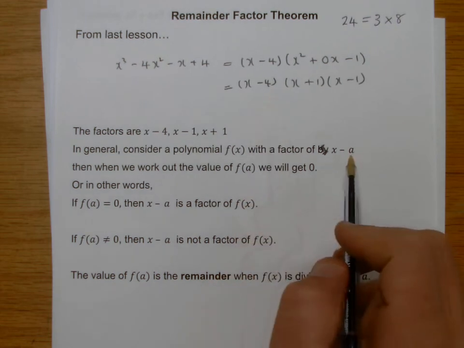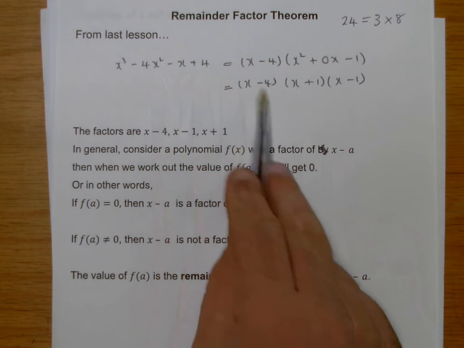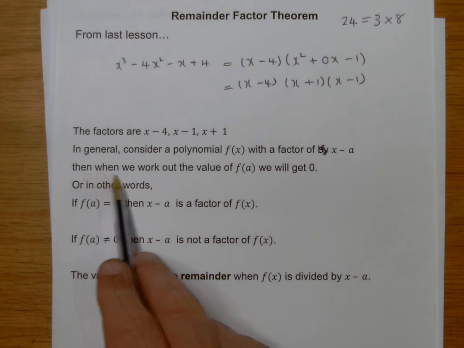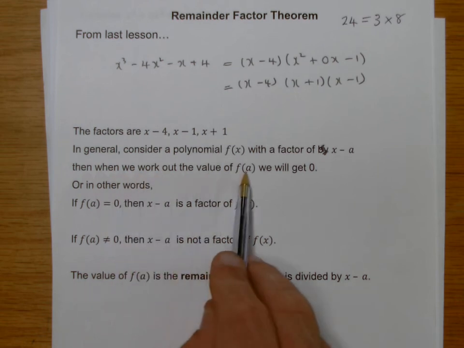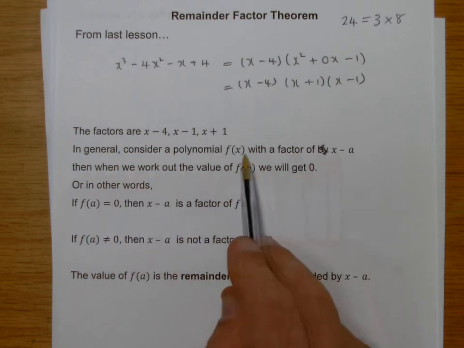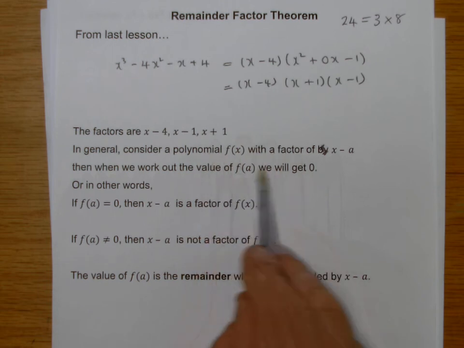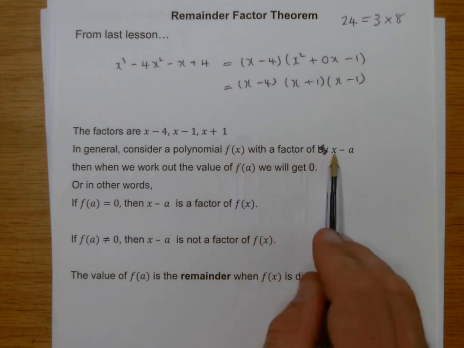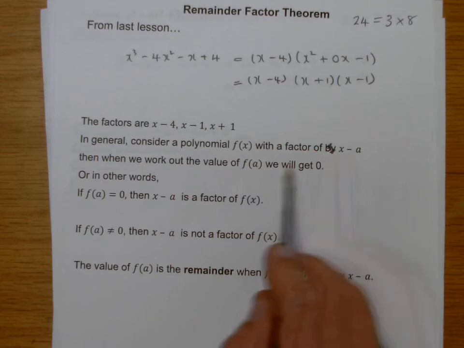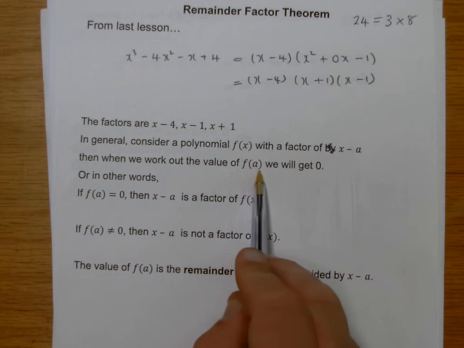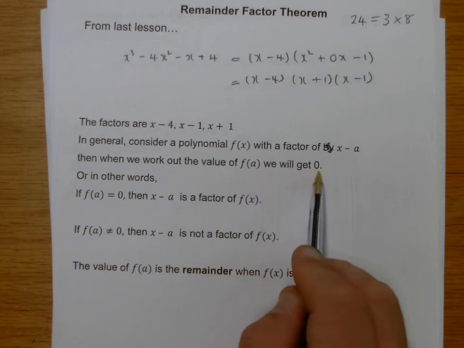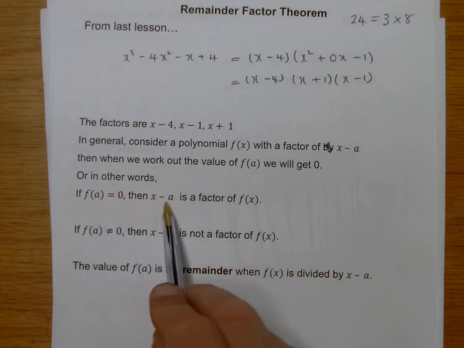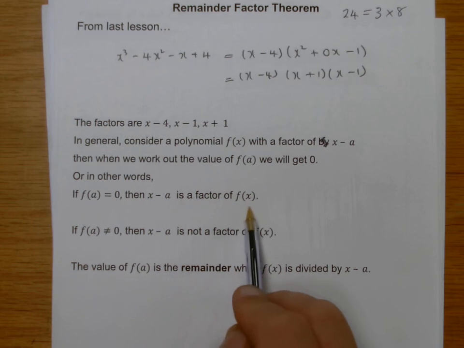So a would be a number, for instance. Just like we've got here, we've got x minus 4 as a factor, so 4 would be the number. Then it says, when we work out the value of f of a, we will get 0. Essentially, this is the remainder theorem. If we've got f of x with a factor of x minus a, where a is a number, then when we work out f of a, we will get 0. In other words, if f of a is 0, then x minus a is a factor of f of x.